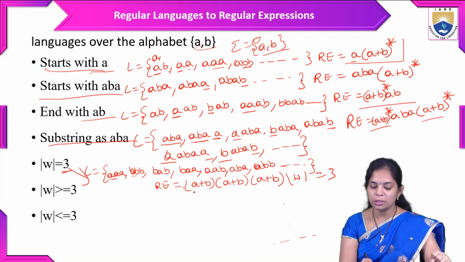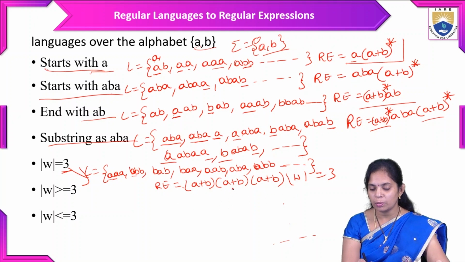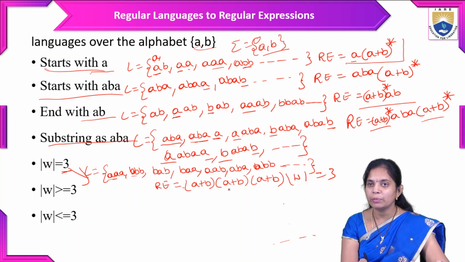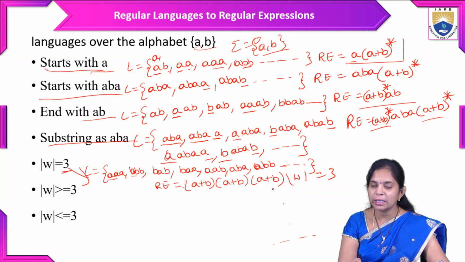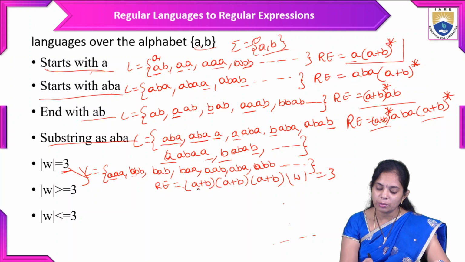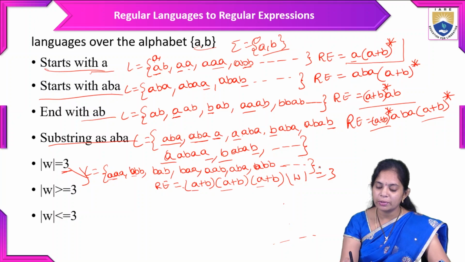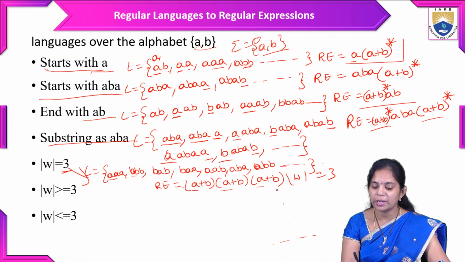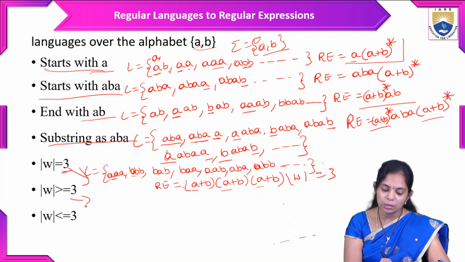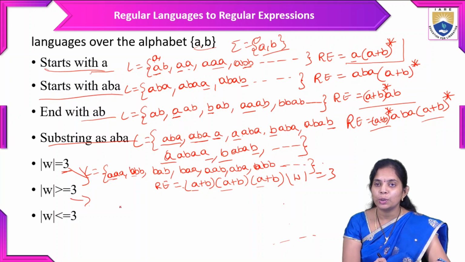And so here either it is starting with A or B, or in the middle it is A or B, and ending it is A or B. So the minimum length here is 3. So we will simplify these strings and we will get as a result a regular expression like this. And coming to greater than or equal to 3.